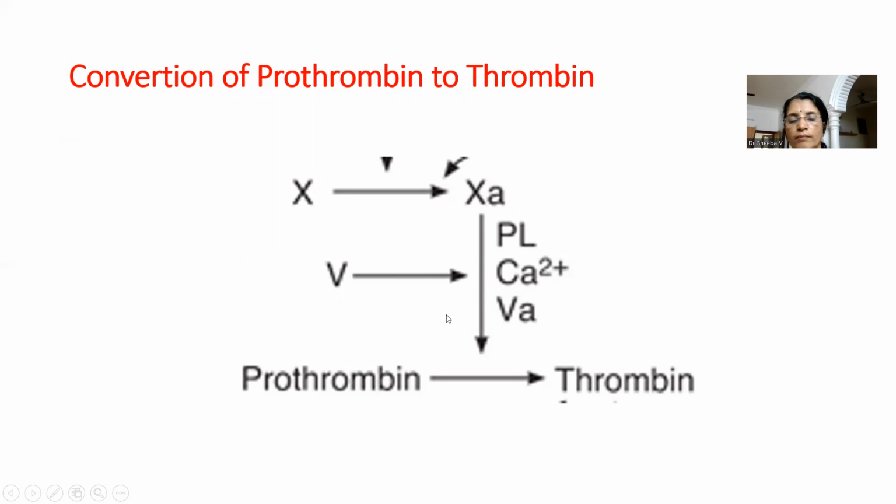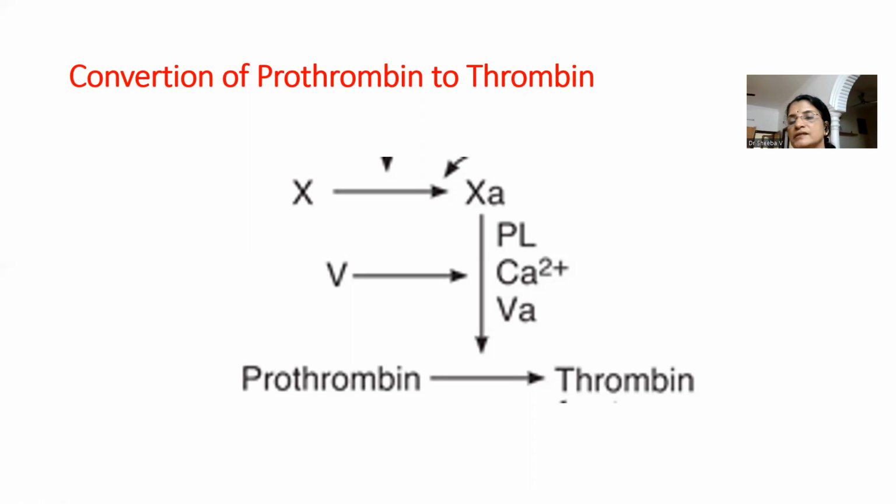The prothrombin activator complex acts on prothrombin, and prothrombin is converted to thrombin. This thrombin is a soluble protein, and it can act as a proteolytic enzyme. The first fundamental reaction is the formation of the prothrombin activator complex. The next one is the conversion of prothrombin to thrombin.